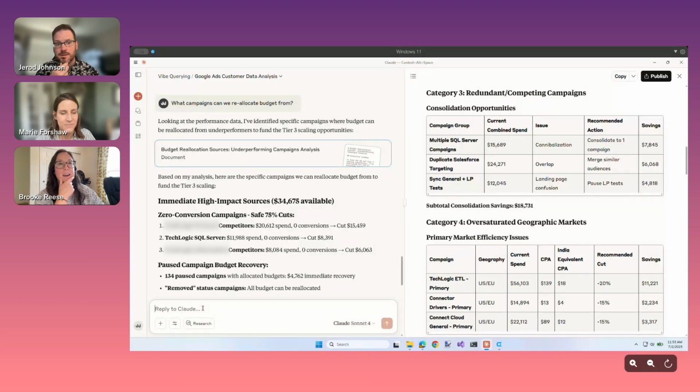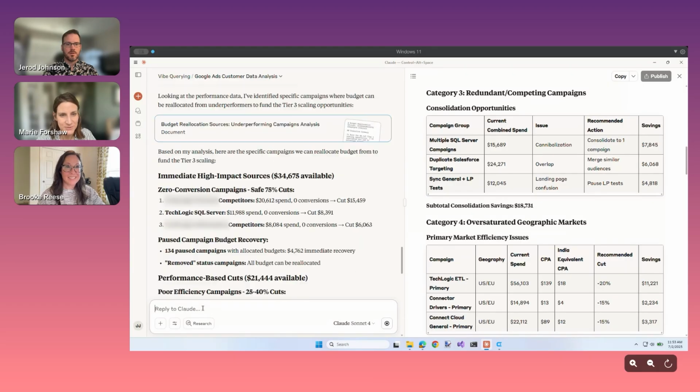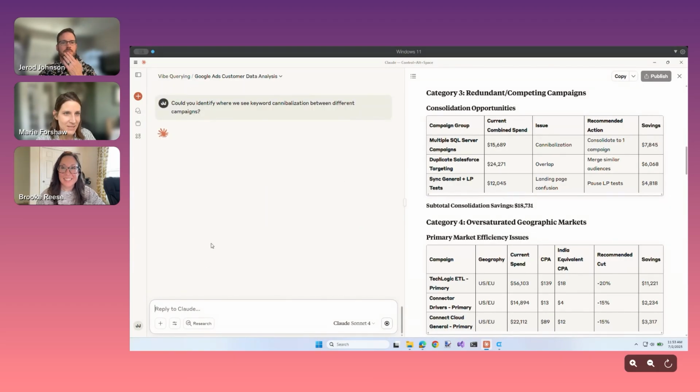Yeah, let's see how I would phrase this. I mean, they have called it out as cannibalization here, so it could be something we do and say, could you identify areas where we see keyword cannibalization between different campaigns? See what that returns. We'll see. Claude has been a pleasant surprise for most of our episodes, so hopefully he continues his record.